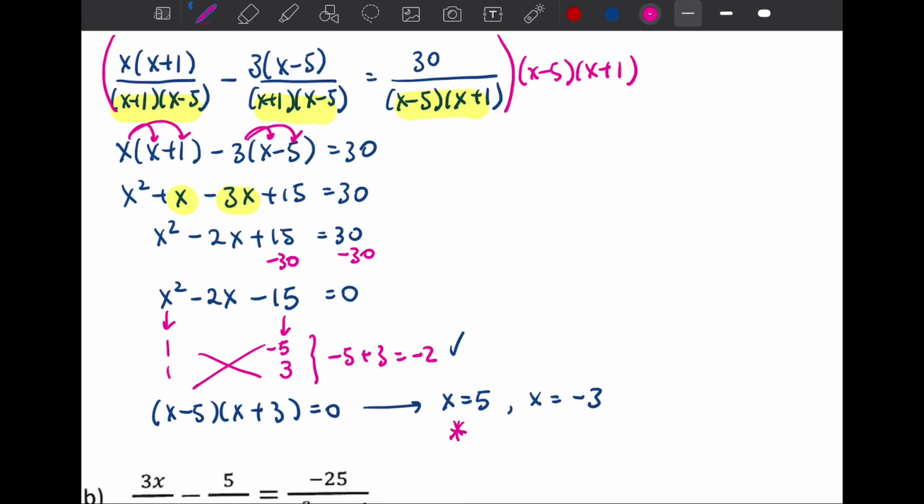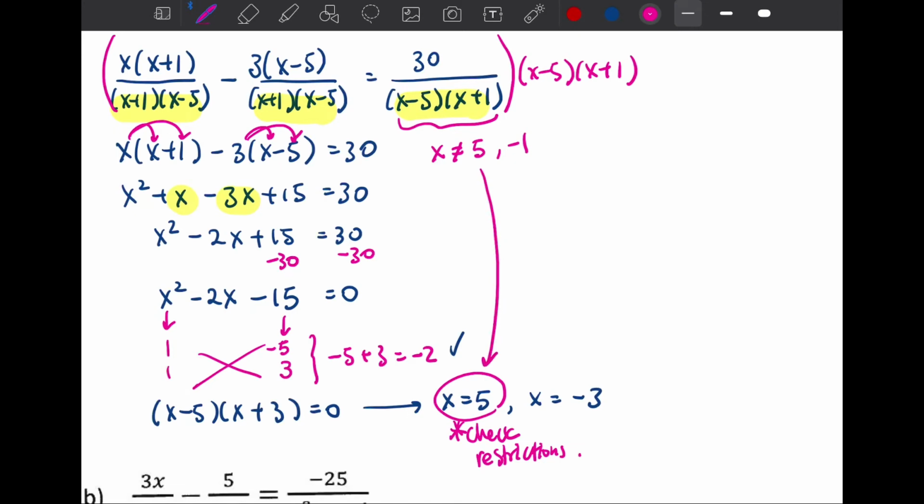Then we have to check the restriction. So from here, I know non-permissible values are 5 and negative 1. But 5 was one of the solutions we had. But because x equal to 5 is a non-permissible value, we have to reject it. That's an extraneous root. So our solution is only x equal to negative 3.